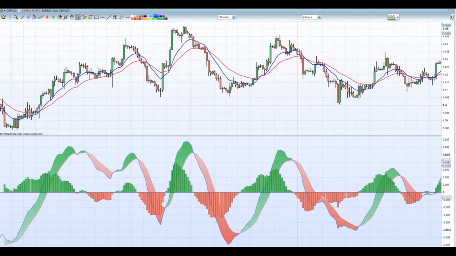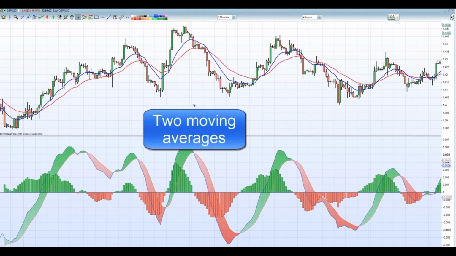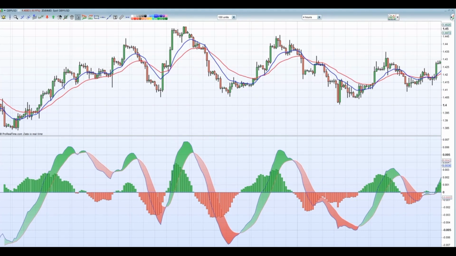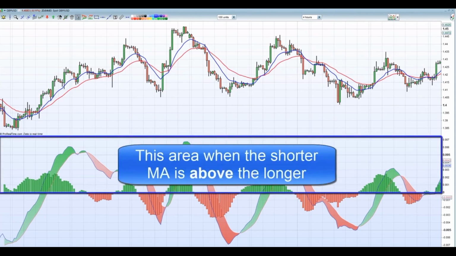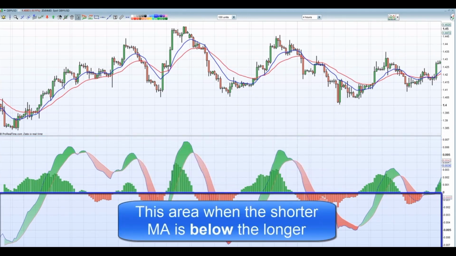Indicator 2, MACD. The moving average convergence divergence is one of the most well-known and used indicators in technical analysis. This indicator is made up of two exponential moving averages, which help measure momentum in an instrument. These moving averages and the changing distances between them become the MACD. Convergence simply means the moving averages are moving closer together, and divergence simply means they are moving away from one another. When the shorter-term moving average is above the longer-term moving average, this area of the indicator will show activity. When the shorter-term moving average is below the longer-term moving average, this area of the indicator will show activity.